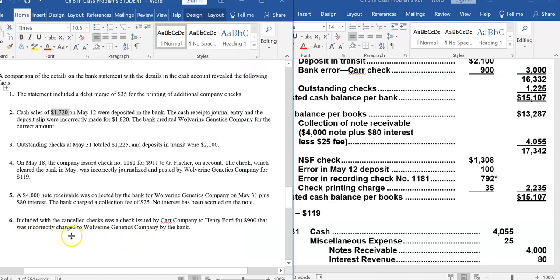Okay, finally, included with the canceled checks was a check issued by a car company to Henry Ford for $900, but that check was incorrectly charged to our company, Wolverine Company, by the bank.